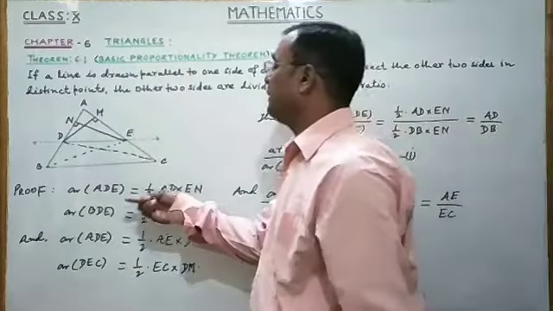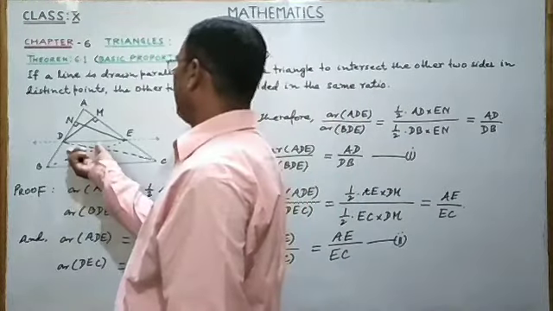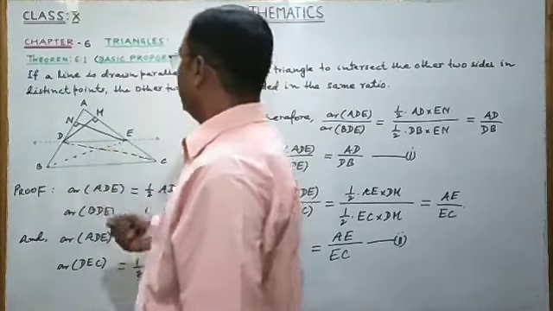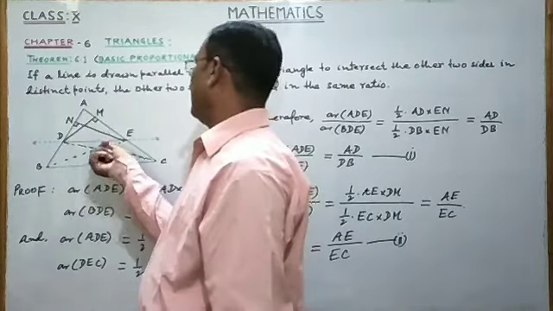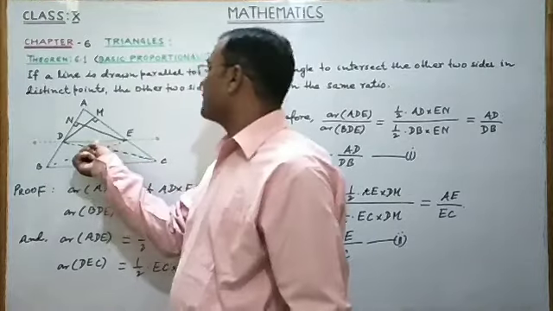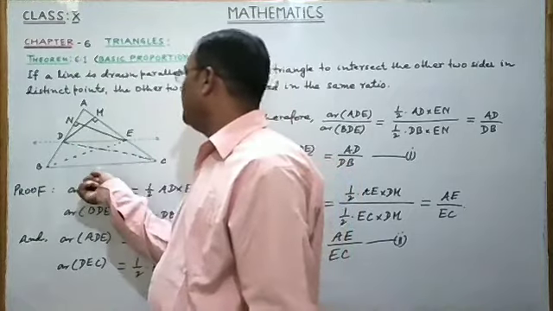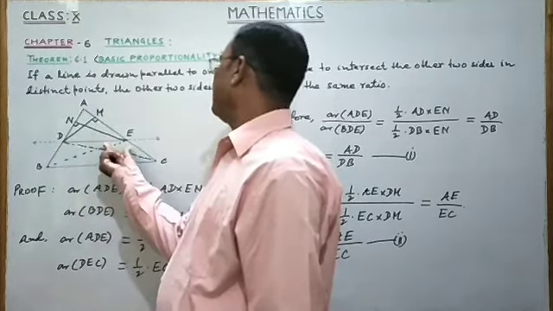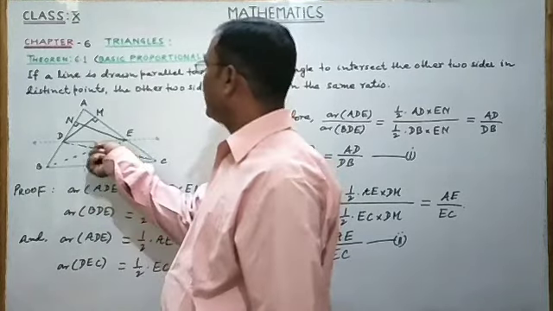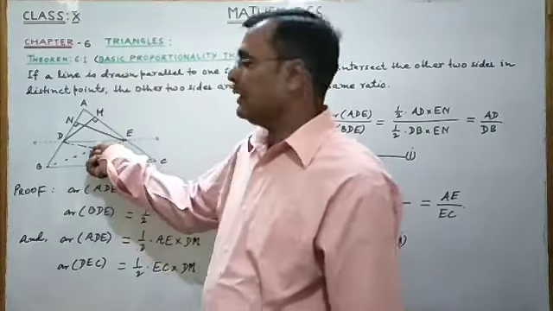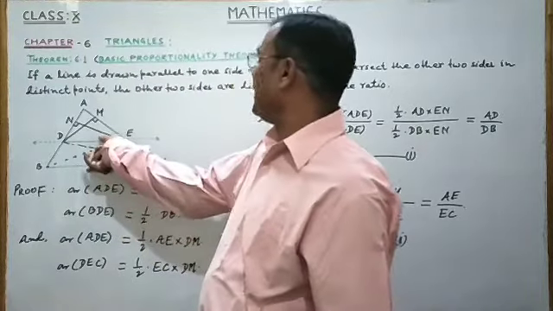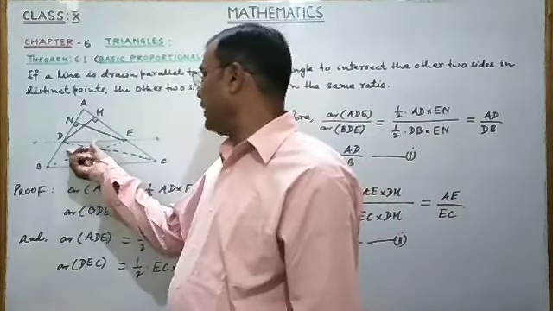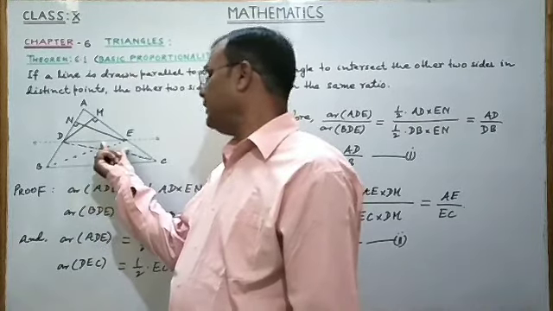In the figure you see triangle BDE and triangle DEC. They are two triangles on the same base DE, and DE is parallel to BC. So triangles BDE and DEC are on the same base DE and between the same parallels DE and BC. Therefore, areas of triangles BDE and DEC are equal.